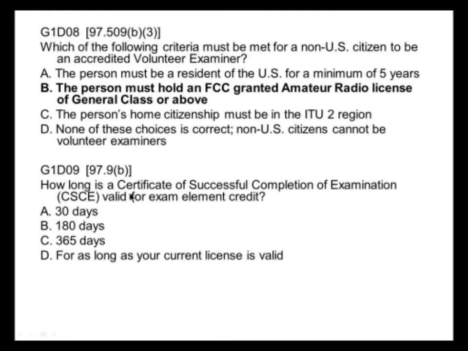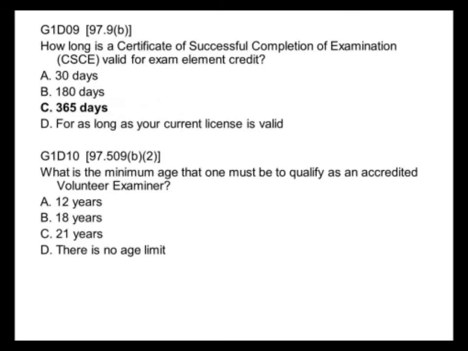How long is a certificate of successful completion of examination valid for each exam element credit? 365 days is what is specified in the regulation. Why they don't say 1 year, I don't know. It could mess you up on leap year, I guess, but most people don't hang on that long anyway before something happens with their license. The reason that it only takes the ARRL a week or so to get your new license information uploaded generally. But I did see one exception to that recently.